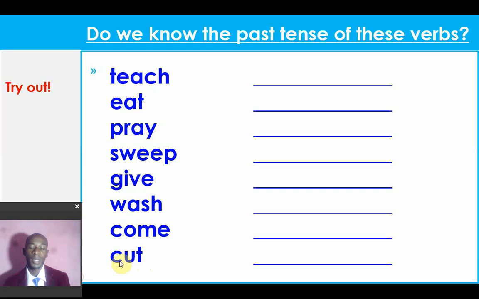Yes. Remember I talked about some verbs that remain the same. A verb like cut remains cut in the past tense. A verb like cost remains cost. Heat remains heat. Are we together? And some other verbs.